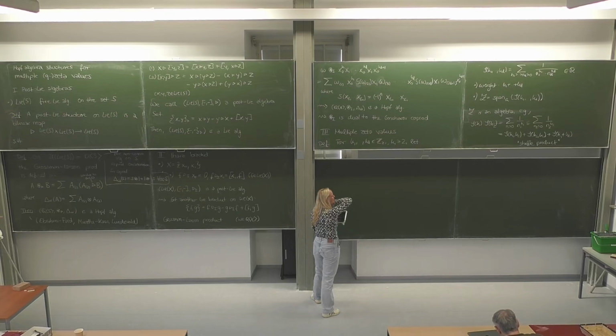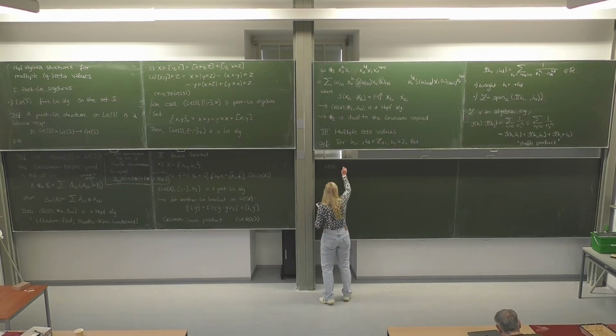Okay, so we have one product, and the second main feature of multiple zeta values is that they are, and this is probably the part you know best, iterated integrals.